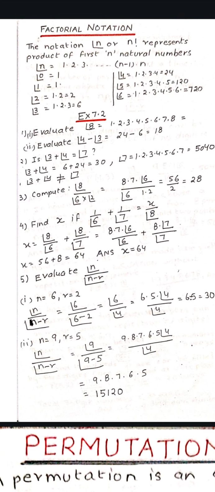In the second part we have n is equal to 9, r is equal to 5. We can write factorial n upon n minus r factorial as factorial 9 upon 9 minus 5 factorial. This becomes 9 into 8 into 7 into 6 into 5 into 4 factorial upon factorial 4. 9, 8, 7, 6, 5. When we multiply, we get 15120. This is all about exercise 7.2.